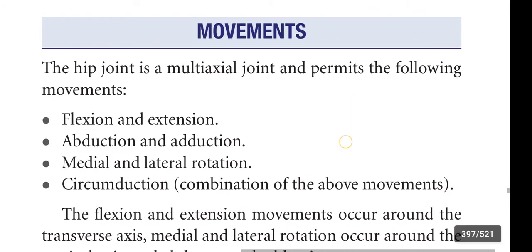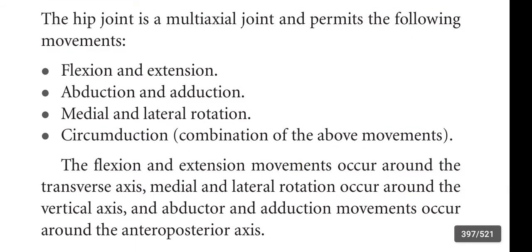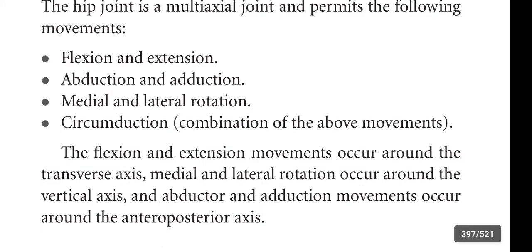The hip joint is a multi-axial joint and permits the following movements: flexion, extension, abduction, adduction, medial rotation, lateral rotation, circumduction. Circumduction means combination of all the above movements. Flexion and extension movements occur around the transverse axis. Medial and lateral rotation occur around the vertical axis. Abduction and adduction movement occur around the anterior posterior axis.